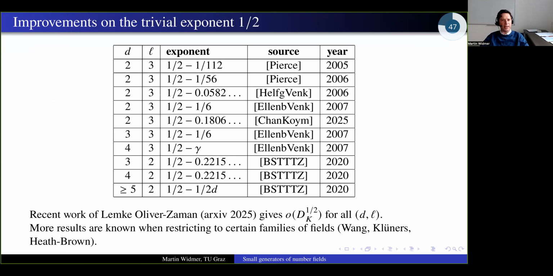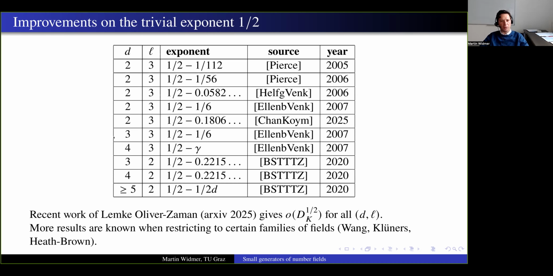So here's, I believe, a complete list of the results that have been achieved so far in this direction. The first breakthrough was made by Pierce and Helfgott and Venkatesh in the year 2005-2006 for 3-torsion in quadratic fields, with different ideas. And then another breakthrough was achieved by Ellenberg and Venkatesh in 2007, where they introduced a new method, a new tool, which is very influential, very powerful, and has many, many applications. This led also to a very substantial improvement for 3-torsion in quadratic fields. A further breakthrough was achieved just a few days ago by Stephanie Chan and Peter Koymans. They were able to further improve this improvement 1/6 by 0.18 in the case of 3-torsion for quadratic fields.